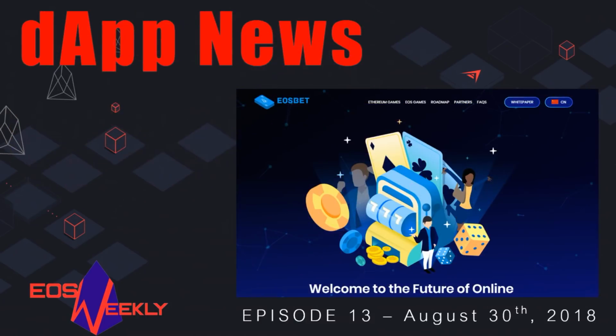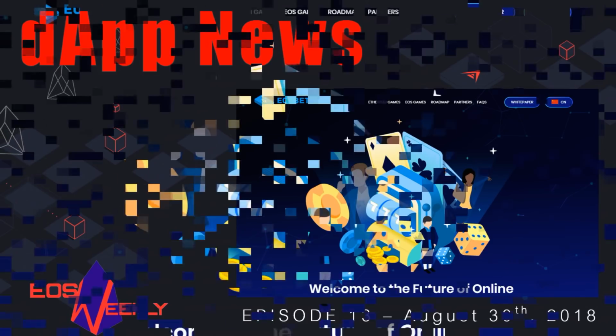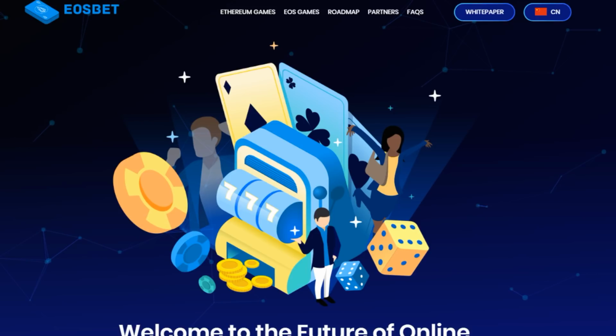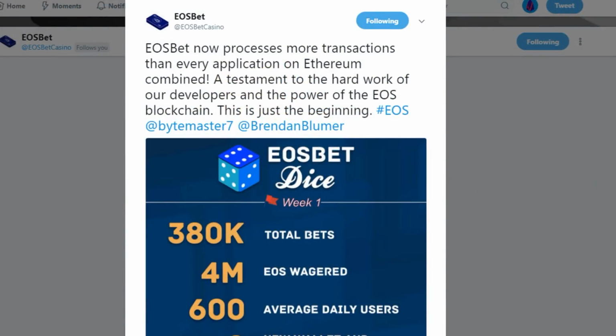So, in dApp news, EOS Bet has been center stage this past week. They are topping the charts in terms of number of transactions, not just in terms of EOS dApps, but really of any dApp across any blockchain. In one of their tweets, EOS Bet said they now process more transactions than all the applications on Ethereum combined. EOS Bet is currently a simple dice rolling game that lets you wager EOS and gain or lose EOS depending on if you win or lose. But this is just an early version of what they plan to offer.